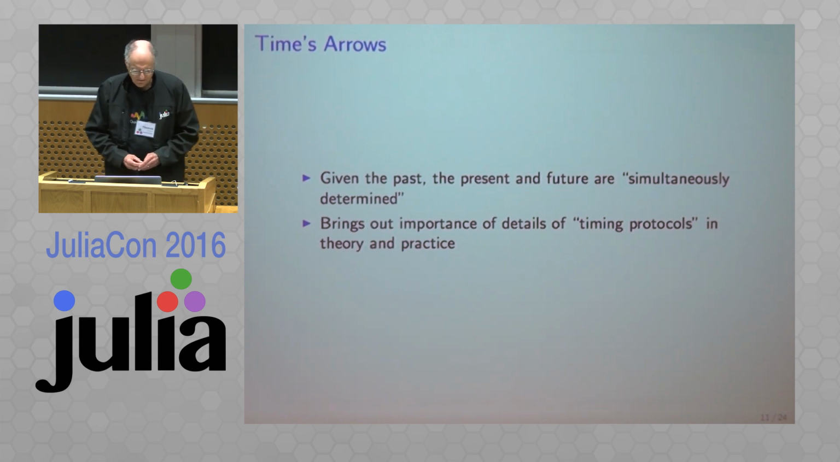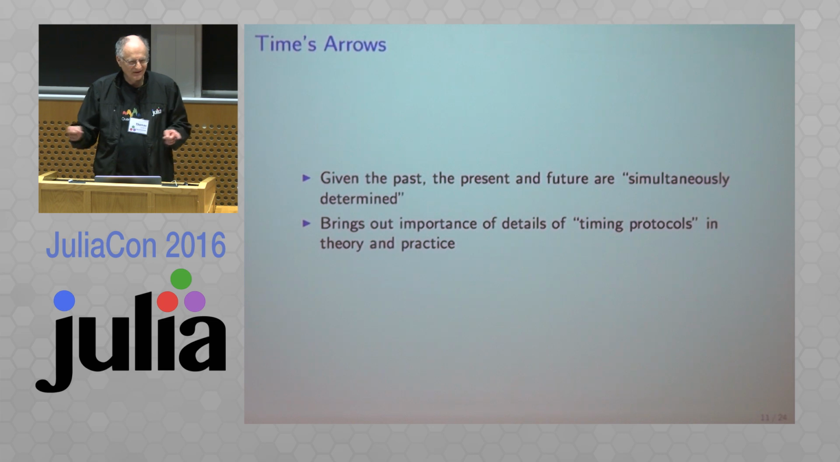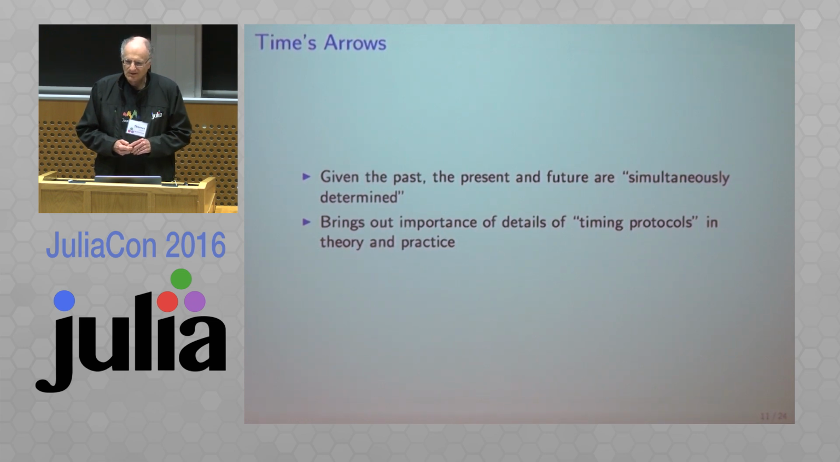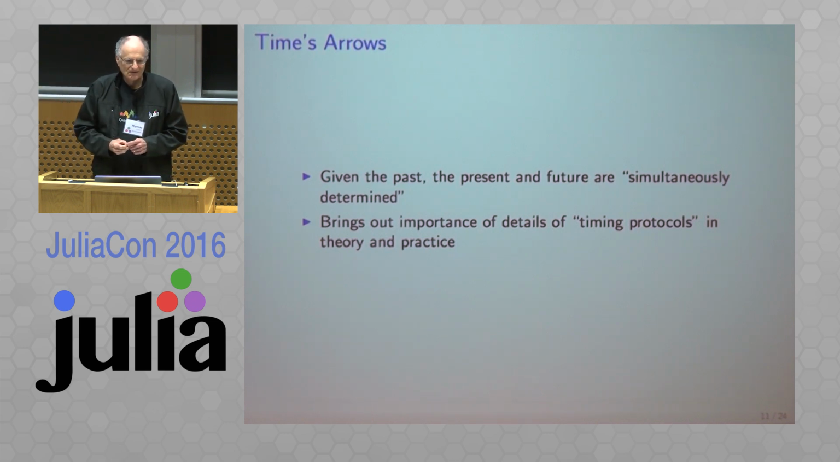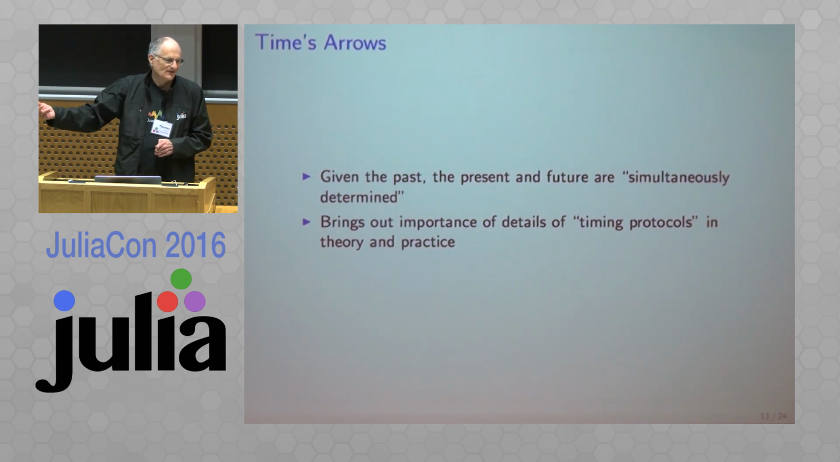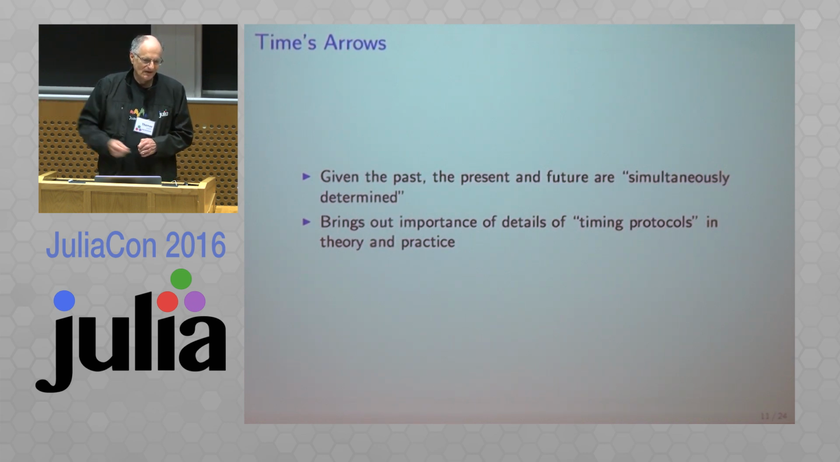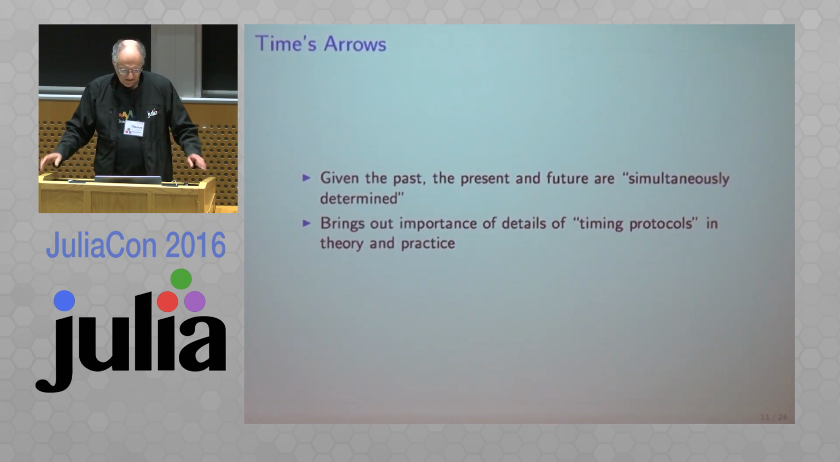I've been to conferences with physicist friends. Economics and physics use lots of the same mathematics, but there's some stuff going on in economics that's not in physics. Given the past, the present and the future are simultaneously determined. The arrow of time doesn't just go that way, it goes this way. Beliefs about the future, what people think about stock prices or interest rates tomorrow, are going to affect what they really are today. So throughout economics, this brings out the importance of details of timing protocols in both theory and practice.